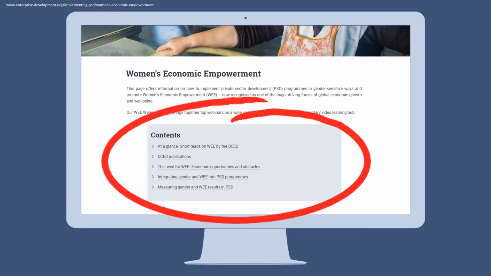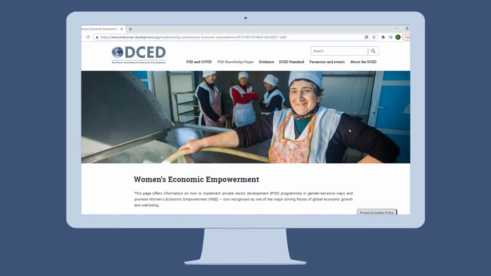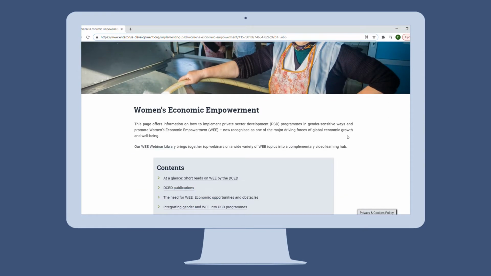You can find the knowledge page on our website at www.enterprise-development.org/implementing-PSD/women's economic empowerment. So this is what the knowledge page looks like. First of all, let's go through the structure of the page.